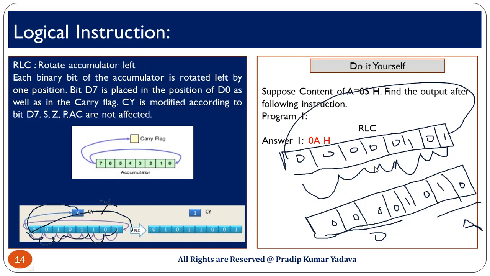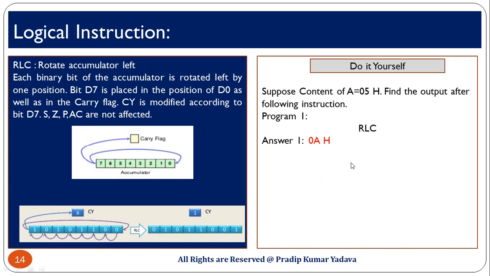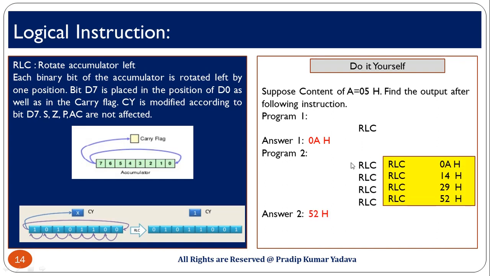So, here you can see the output, and by this method this is going to work. You can easily try it yourself by taking a copy and pen. Now, this is an example, an assignment for you. Just try to do it yourself. Here for 10A, the second time you get 14, the third time you will get 29, and the fourth time you will get 52. So, just try it yourself and you can find it.